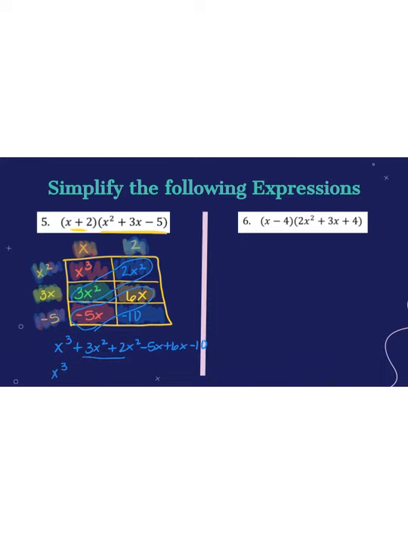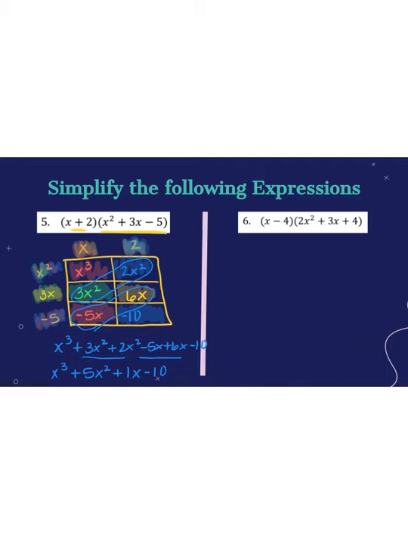Okay, I see those x squareds can be combined, so I'm going to say x to the 3rd. 3x squared plus 2x squared is going to give me a positive 5x squared. And then I have a negative 5x plus 6x. That's going to give me a positive 1. So I'm going to say plus 1x, and then that negative 10 is just going to go on. Okay, and now I know I'm in standard form because it's 3 to 2 to 1, and then just my constant, or my number that's just at the end.